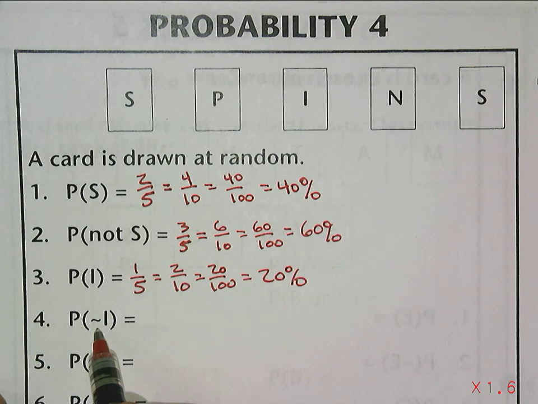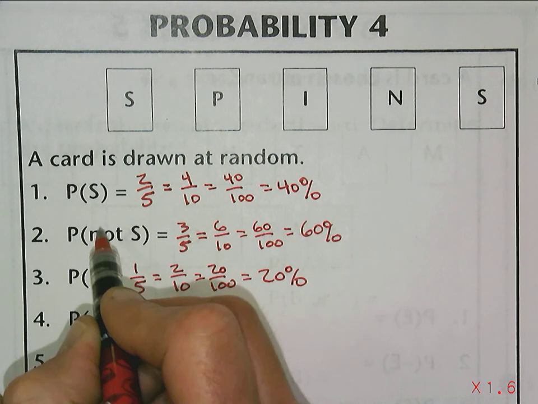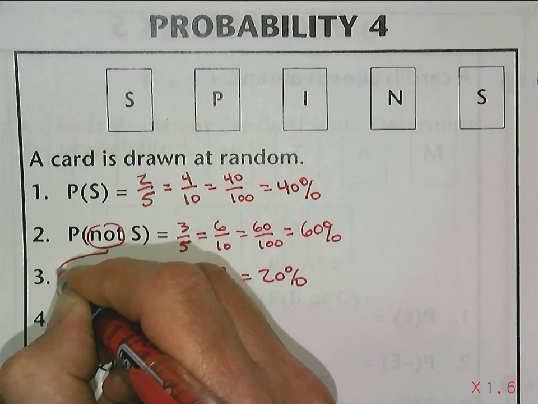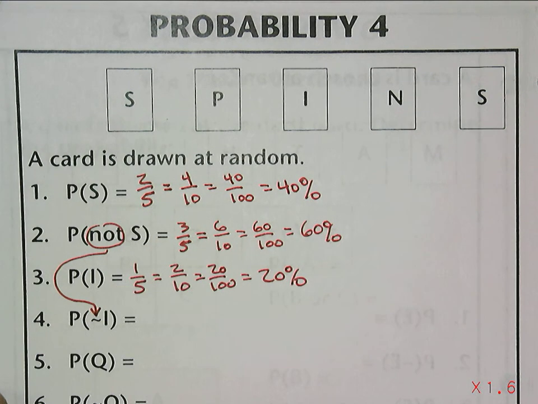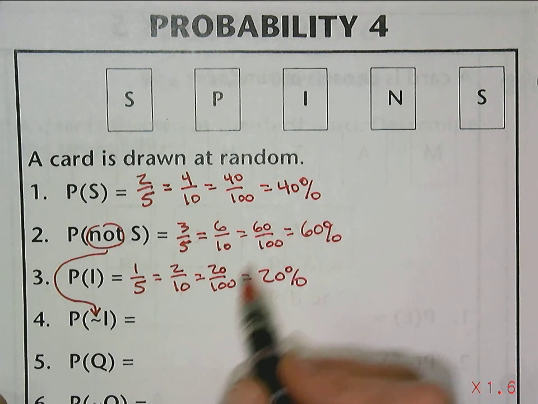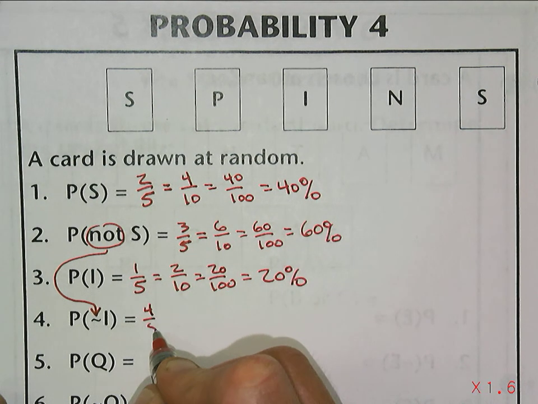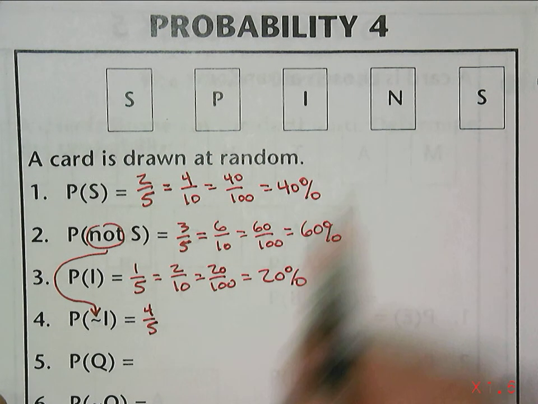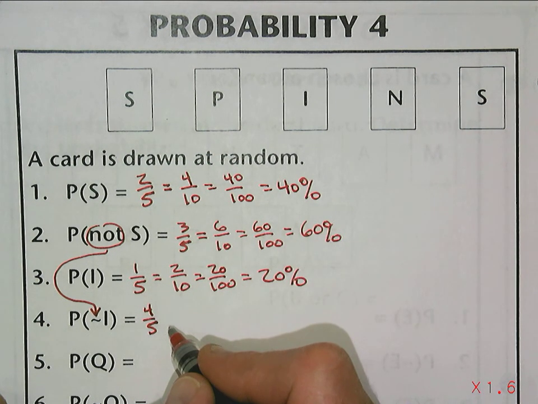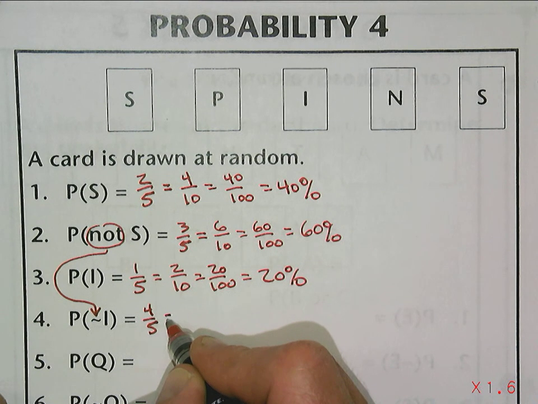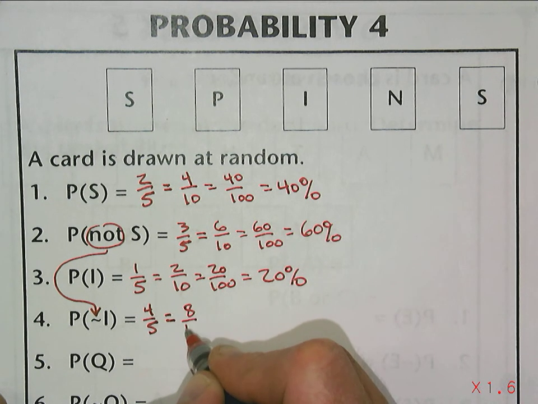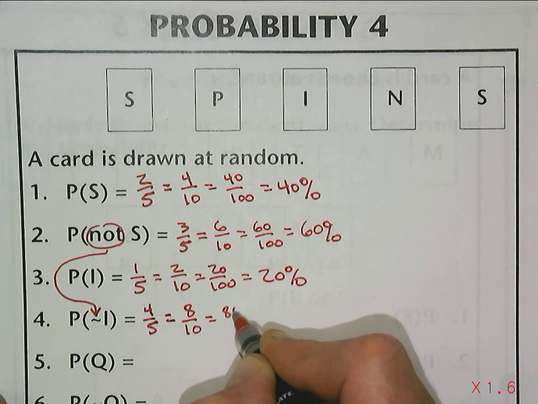Now this little symbol is a shortcut symbol, and it's the same as this symbol up here. So this is not, and so is that. So now we could just use that little symbol to mean not instead of having to write not all the time. So if this is the probability that it is an I, then the probability that it's not an I would have to be all the rest of the cards. 4 out of 5 cards, 1, 2, 3, 4 of the 5 are not I's. And so I'm going to change that to 8 out of 10 or 80 out of 100.